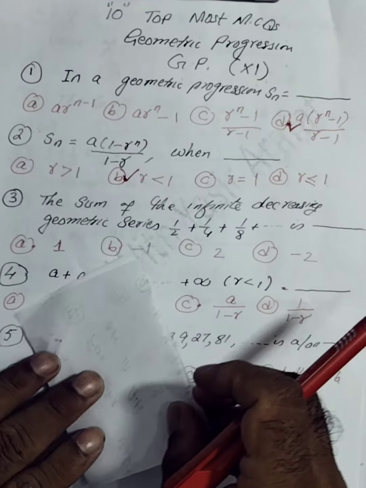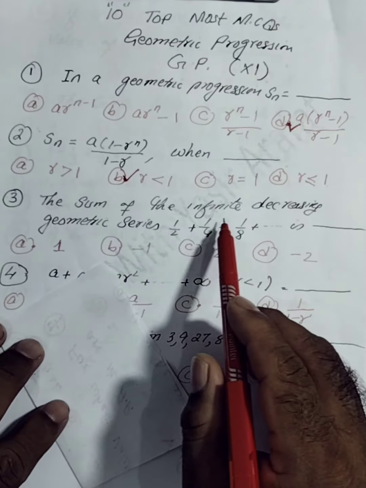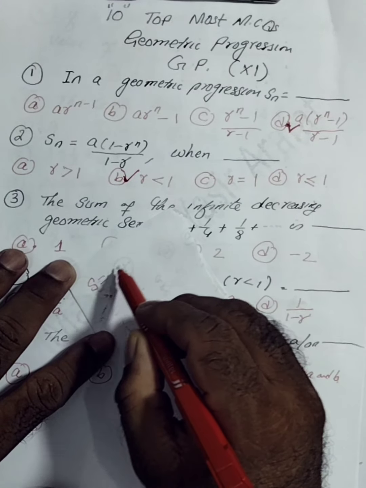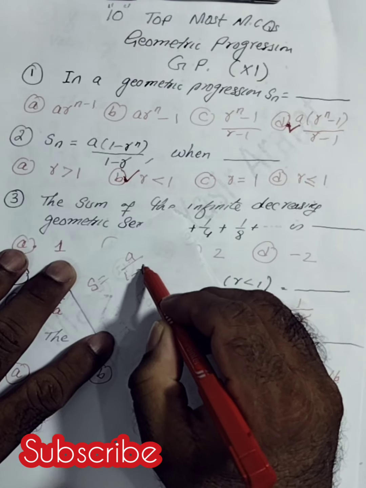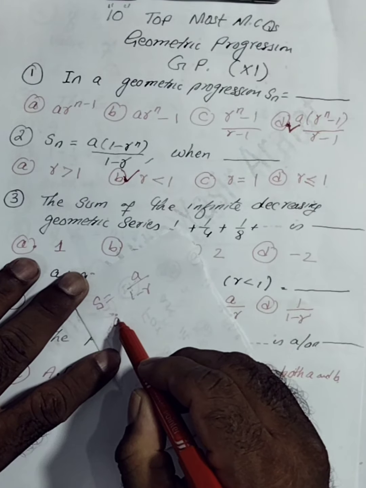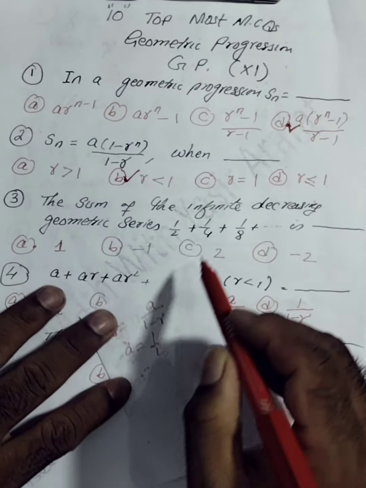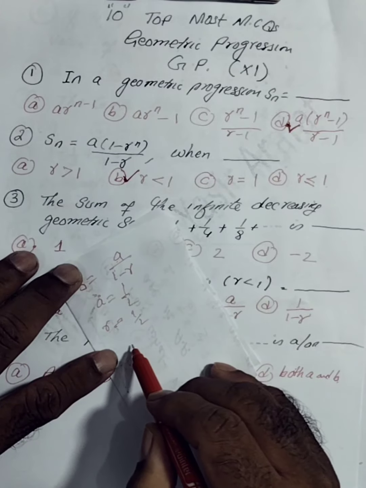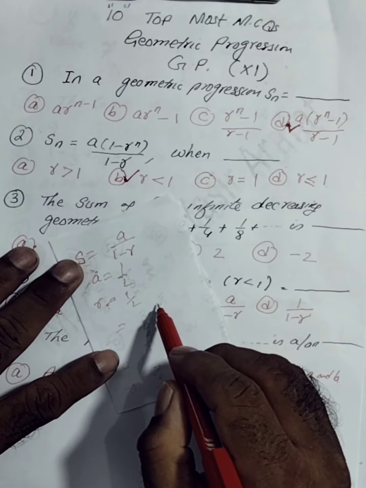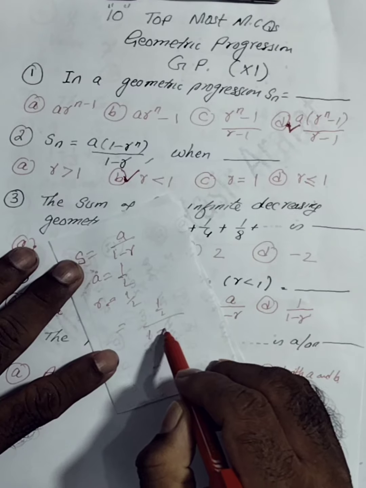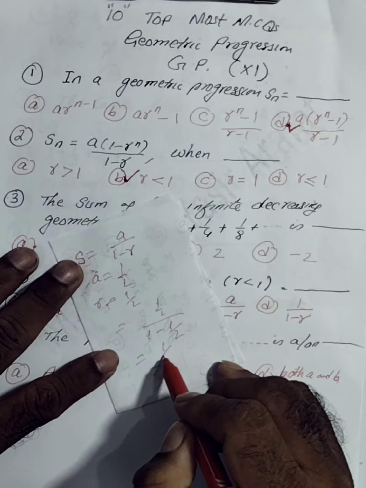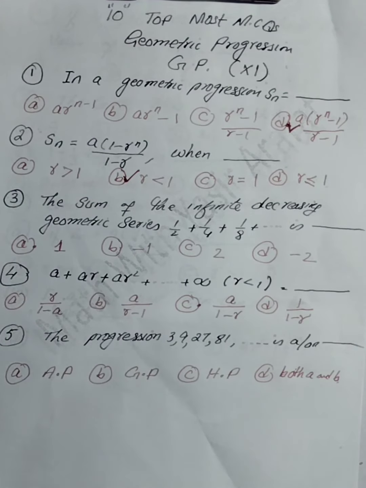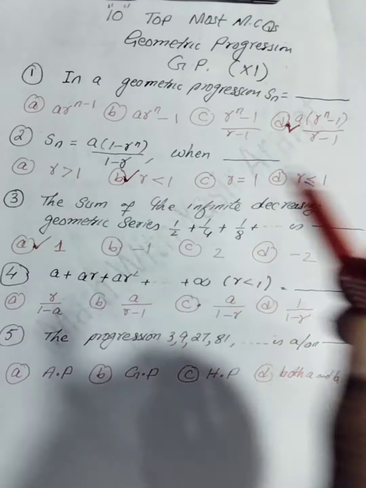Now come to the third MCQ. The sum of an infinite decreasing geometric series. We have the formula S is equal to A over 1 minus R. So here A is 1 upon 2 and R is 1 upon 4 divided by 1 upon 2, that is 1 upon 2. So we just have to put the values here. 1 minus 1 upon 2, that is 1 upon 2, cancel out, and the result is 1, and the correct option is A for this MCQ.